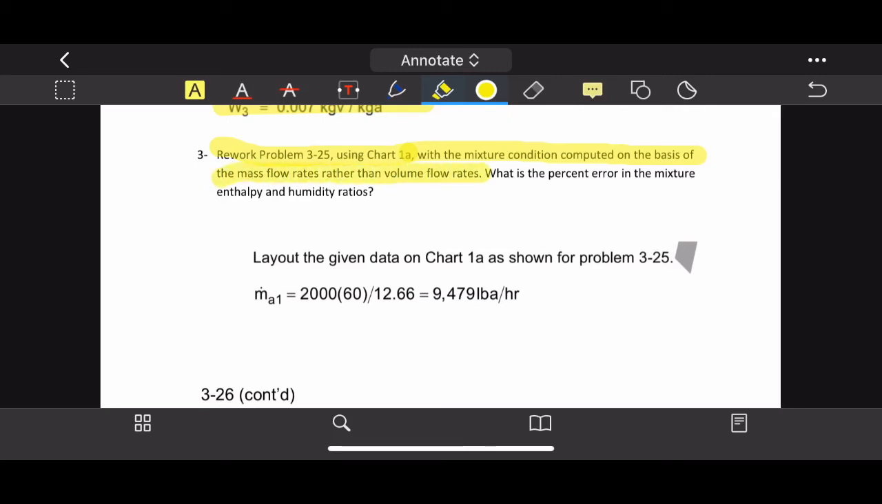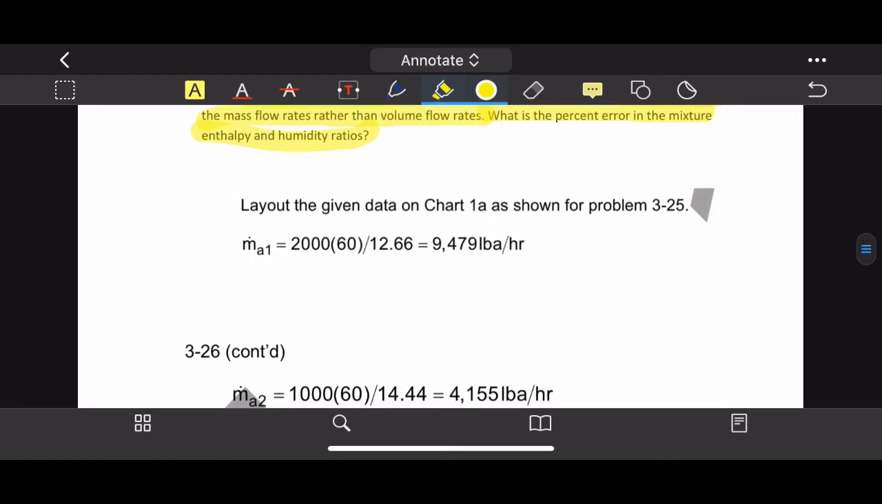So just now we used the volume flow rate, right? CFM. Now we use the MA, or kg/s, or pound air over hour for English unit. So layout is the same. So you can see that MA is 2000 CFM, times 60, because we want to change from minute to hour, and then you divide by 12.66, which is the conversion to get pound.